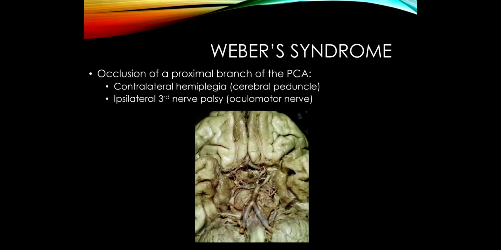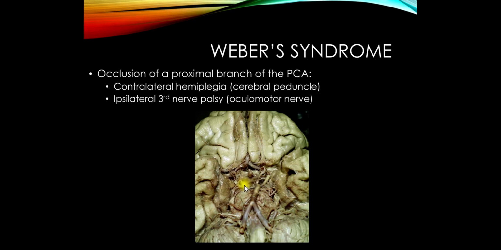All right, so let's make some clinical applications of this. First of all, we have a syndrome here called Weber's syndrome. And this is due to an occlusion of a branch off of the posterior cerebral artery. So let's follow the basilar artery up into its termination, and then we can see the posterior cerebral artery. It's kind of wrapping around the third nerve there. The superior cerebellar artery is just below it.